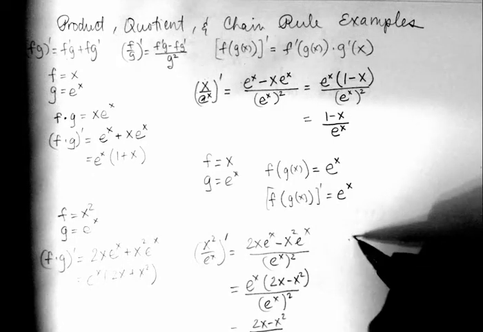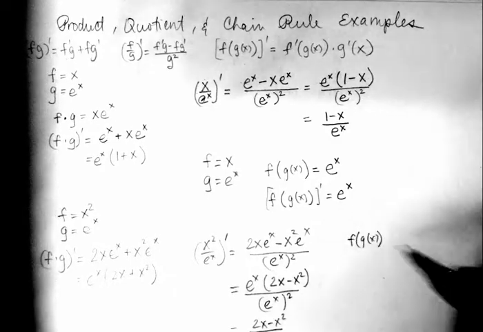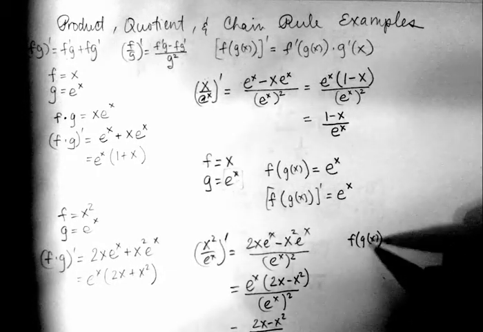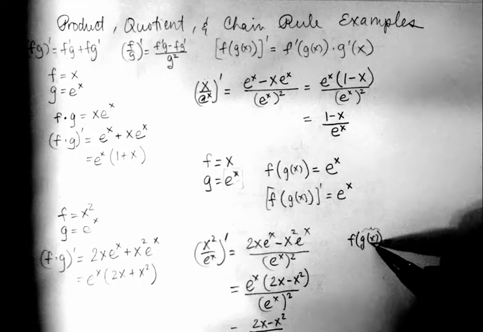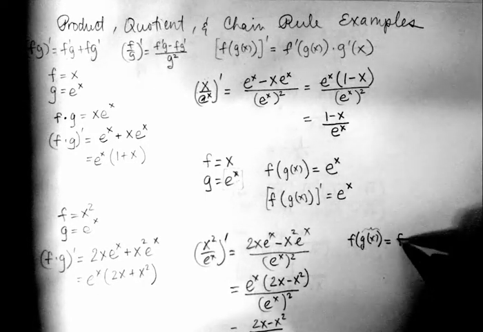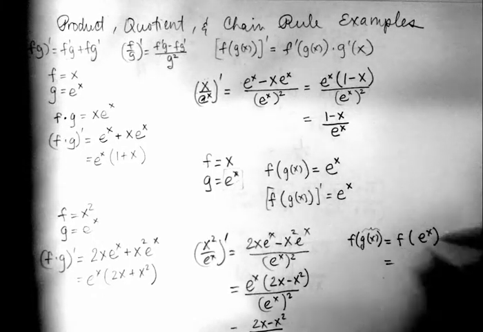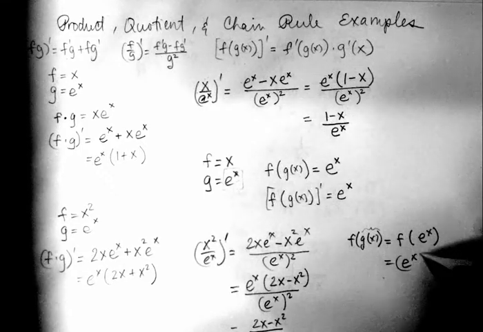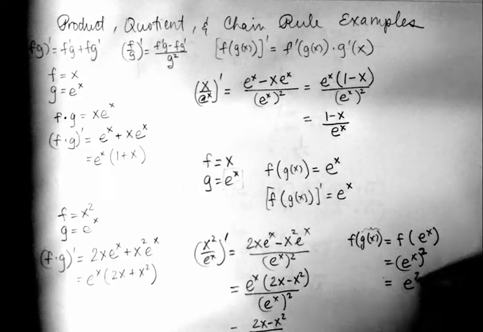Now, when we compose f with g, we will get something interesting. So remember, f squares whatever is inside here. So it's f of e to the x, and f squares this, so that's e to the x squared, or e to the 2x.